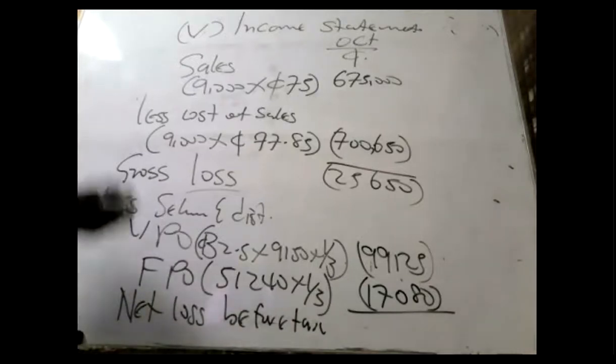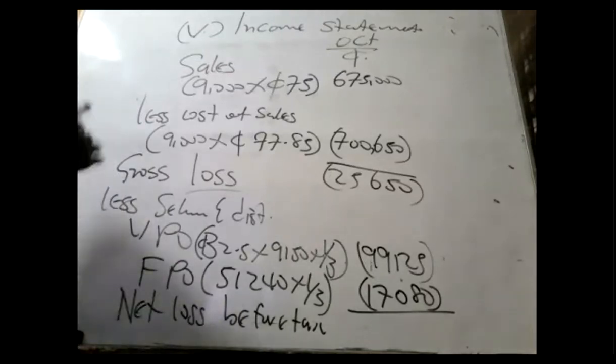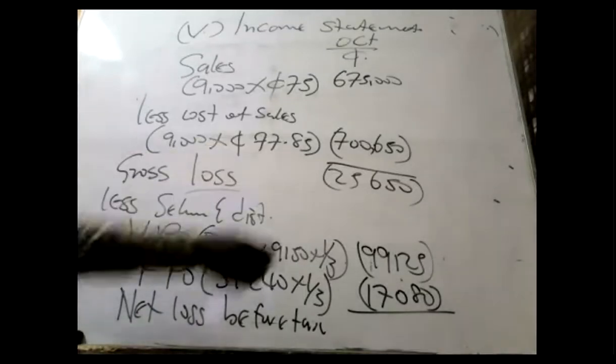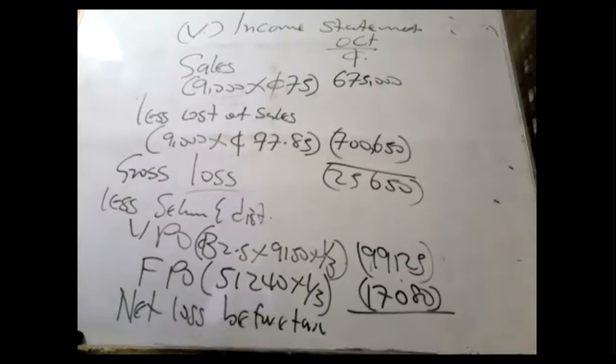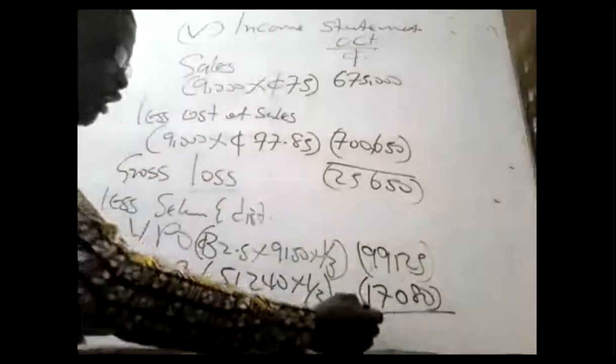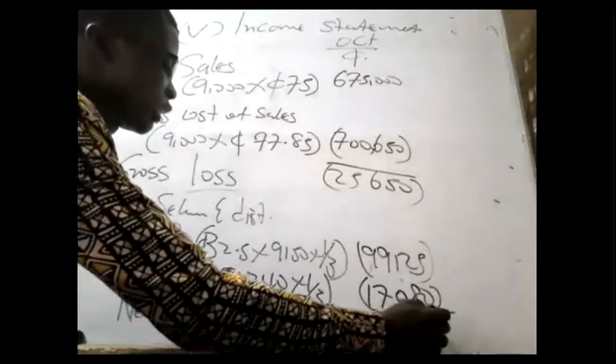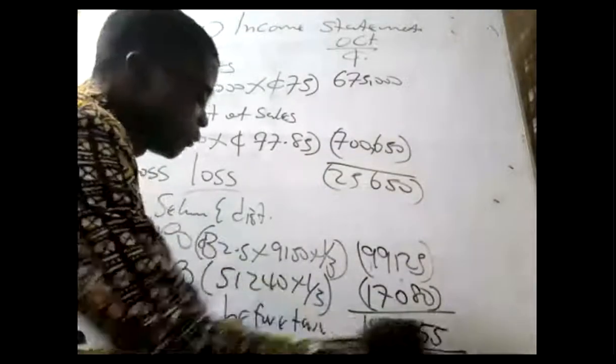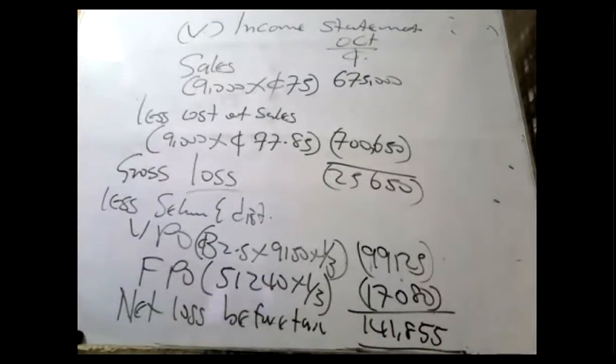After getting this answer, can we move one step again? Then the income tax, put that there. Then the loss after tax. How do we get it? So put all these together. All of these are losses, so they will increase the company's overall loss. So that's something like 141,855. Putting all these losses together, 141,855. Basically, that is how best we can solve this question.